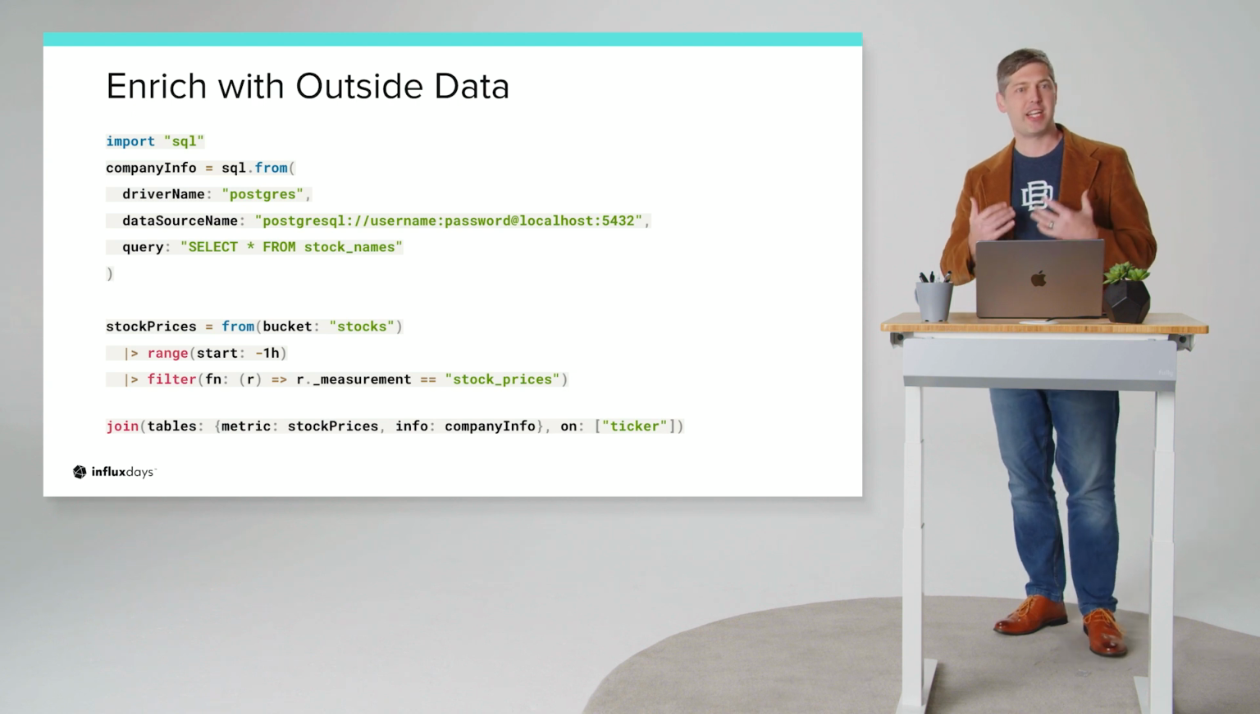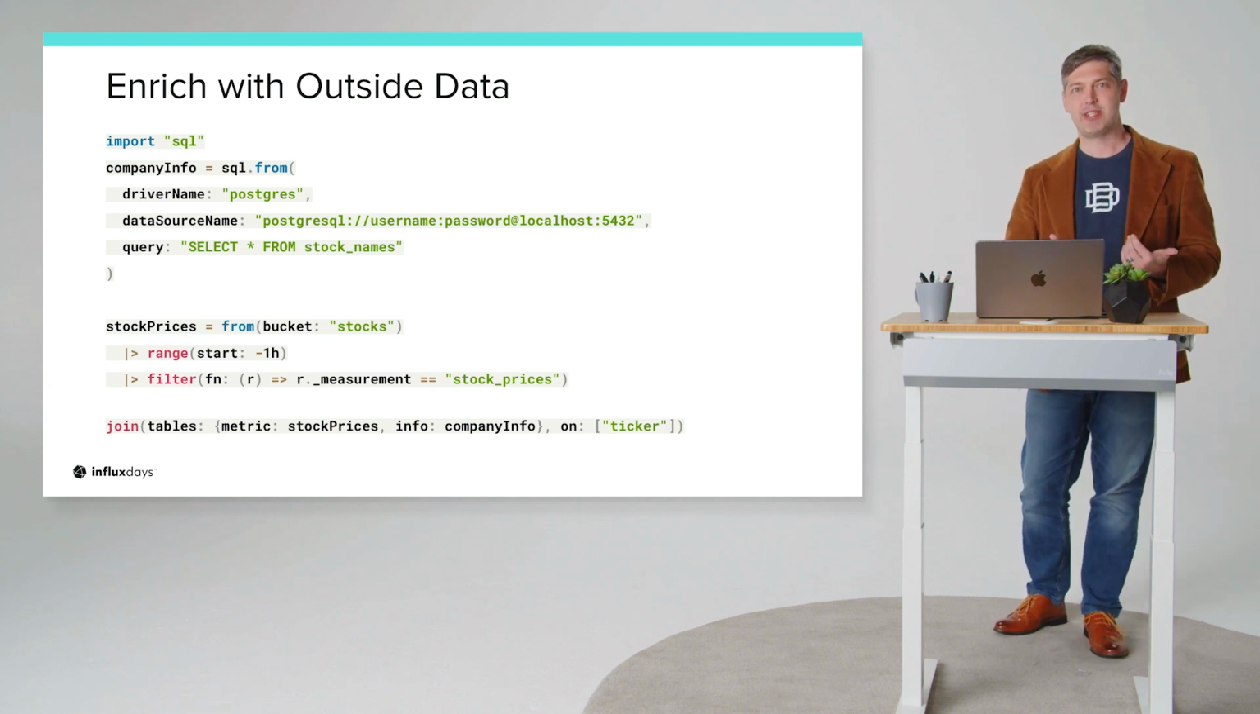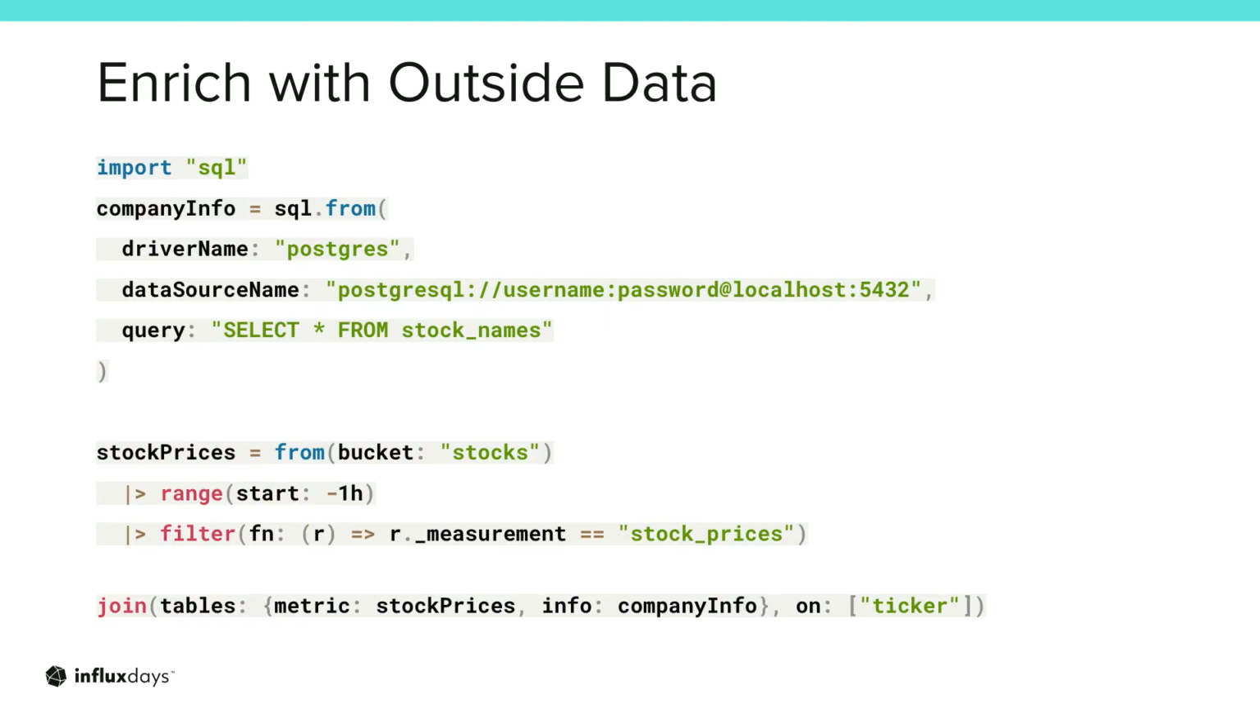So if you have just a country code as a tag in your time series data, but you've got a database table that maps the code to the country name and other country information, you can pull that in and bind that to your time series data and then use that in the final result of your query. In addition to SQL, you can also do this with CSV data or with an array where you just have some static information inside of your script.